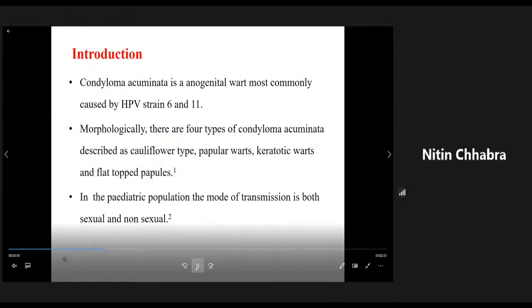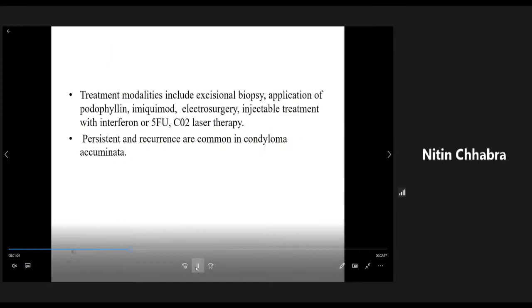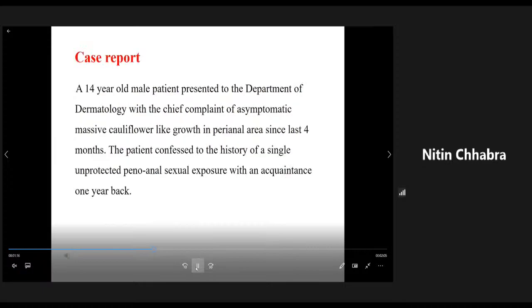Introduction. Condyloma acuminata is an anogenital wart, most commonly caused by HPV strain 6 and 11. Morphologically, there are four types of condyloma acuminata described as cauliflower type, papular warts, keratotic warts, and flat top papules. In pediatric population, the mode of transmission is both sexual and non-sexual. Treatment modalities include excisional biopsy, application of podophyllin, imiquimod, electrosurgery, injectable treatment with interferon or 5-fluorouracil. Persistence and recurrence are common in condyloma acuminata.